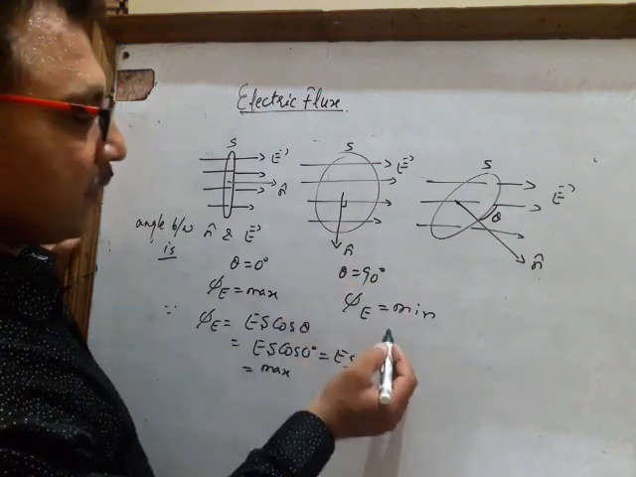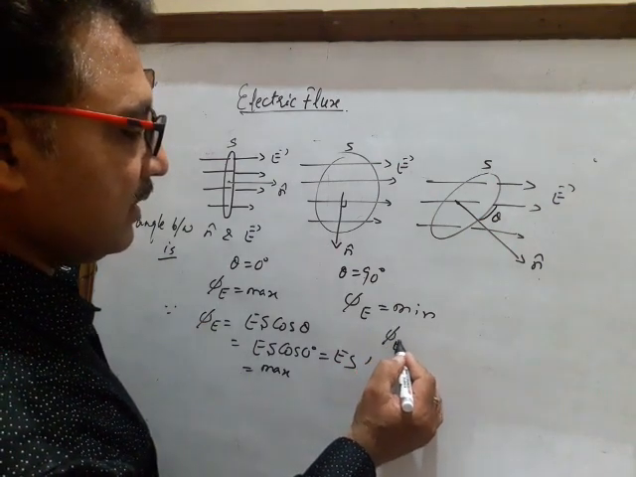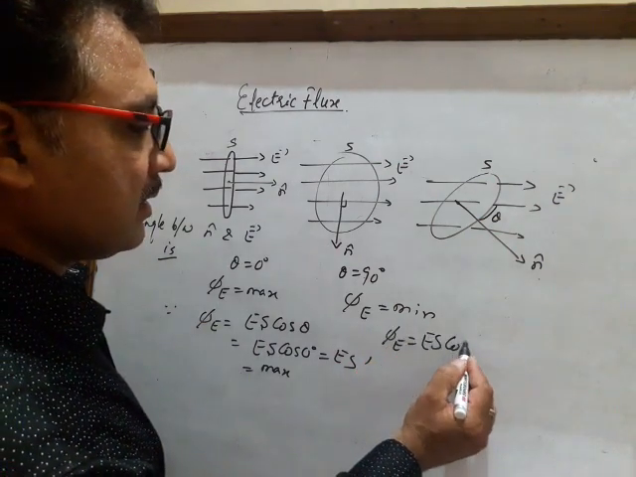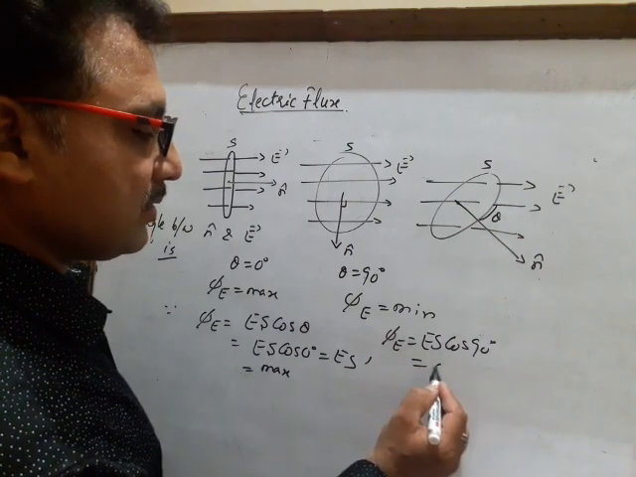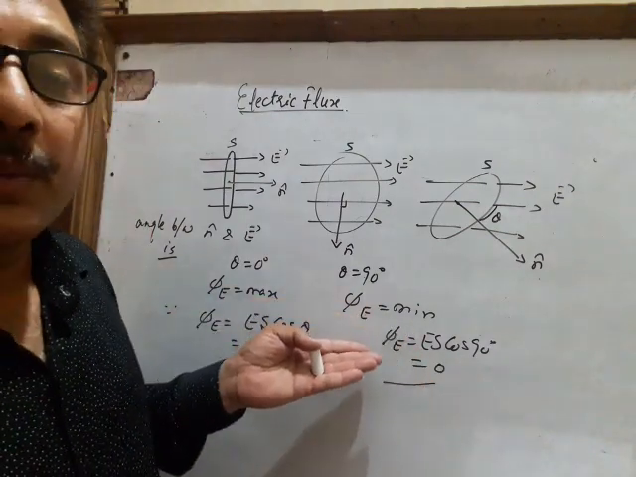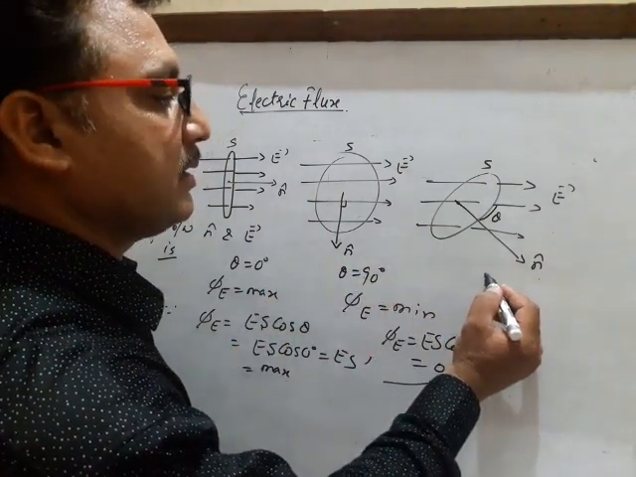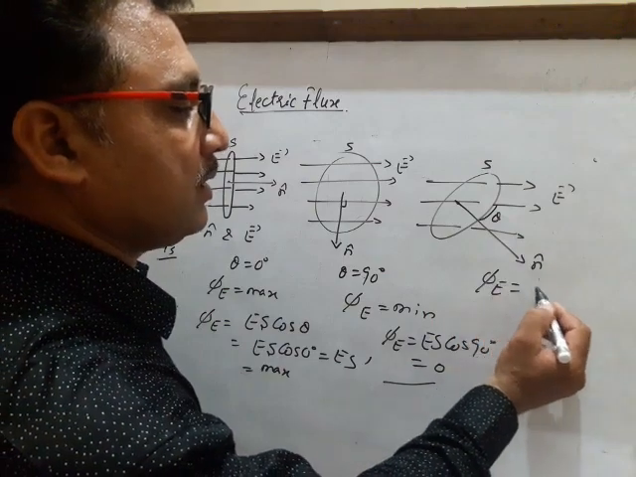In the second case also you can see phi E equal to ES cos 90 degree, so this is 0. This is the minimum case now. The minimum number of lines of force will cross the area. And in the third case you can see phi E turns out to be ES cos theta.